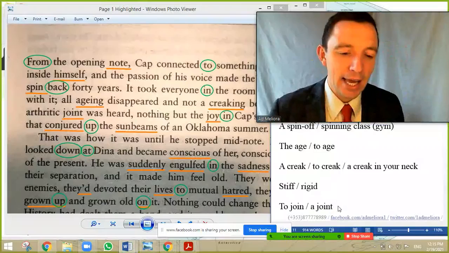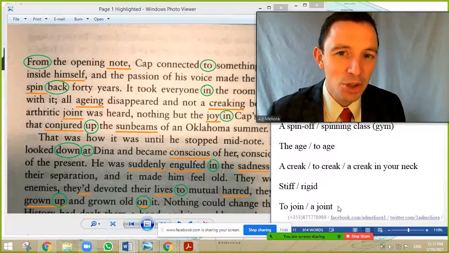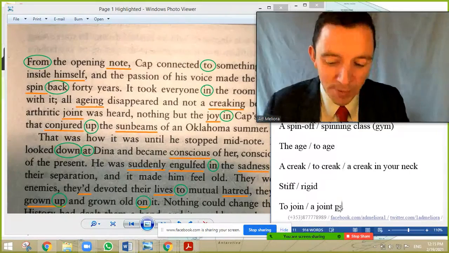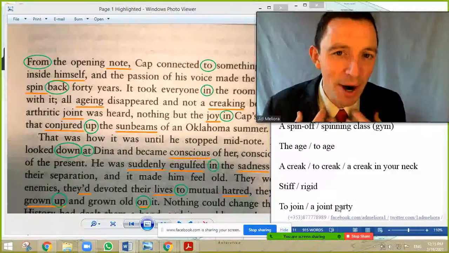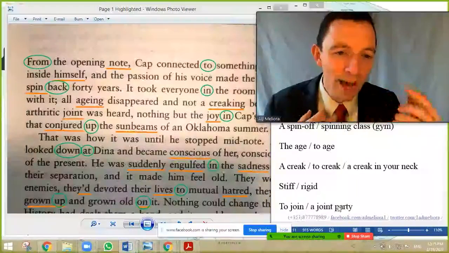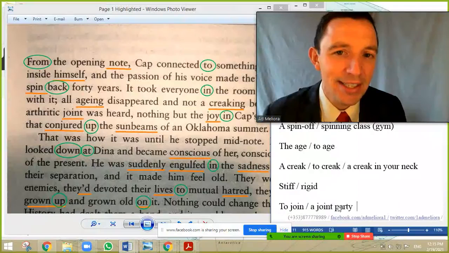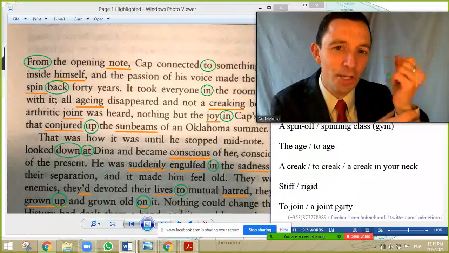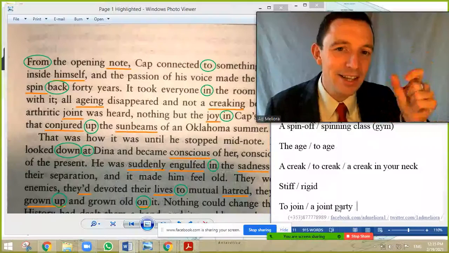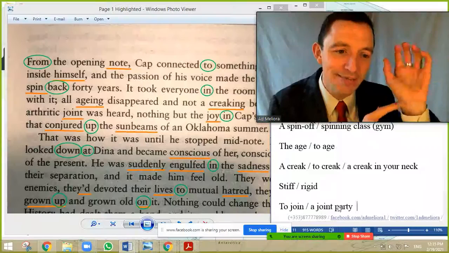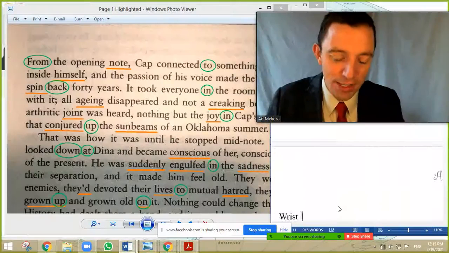Okay, and it is possible a joint party could be possible as well. So it's my birthday party and your birthday party, and we have a joint birthday party. But also for the body, it's the connection of the body. The joint is this part. The ankle is the joint. The wrist is the joint. Okay, the wrist, the ankle.